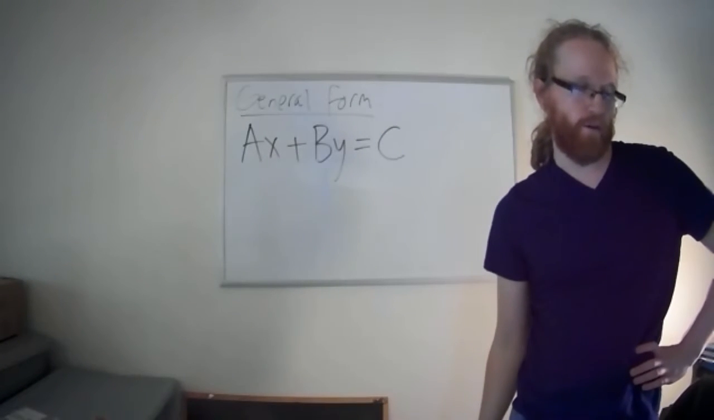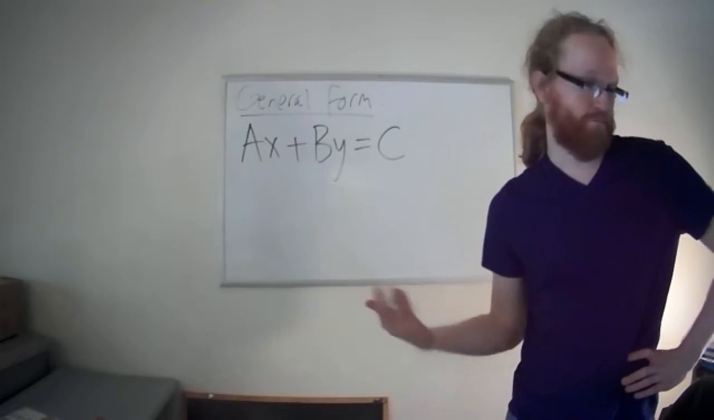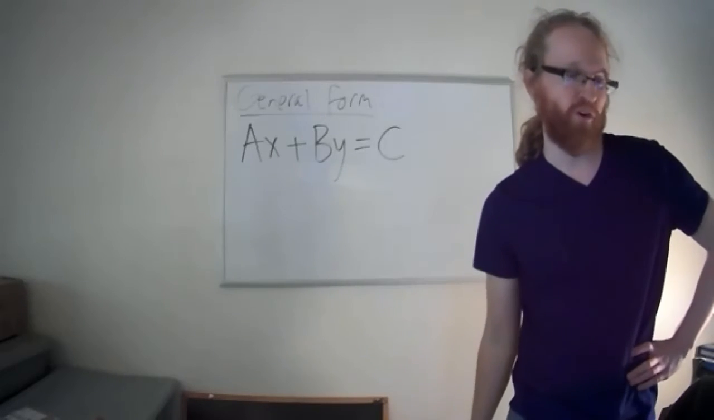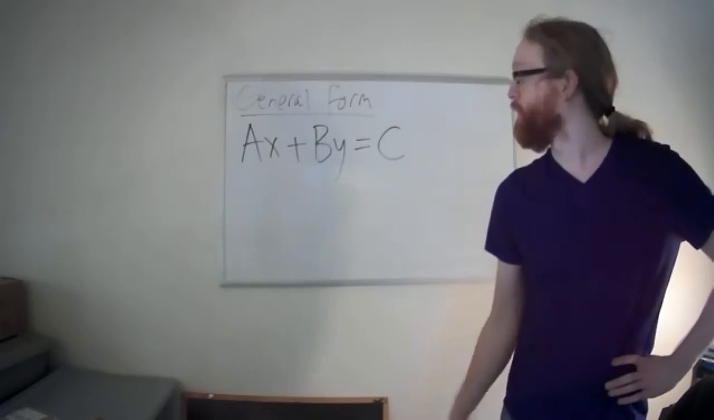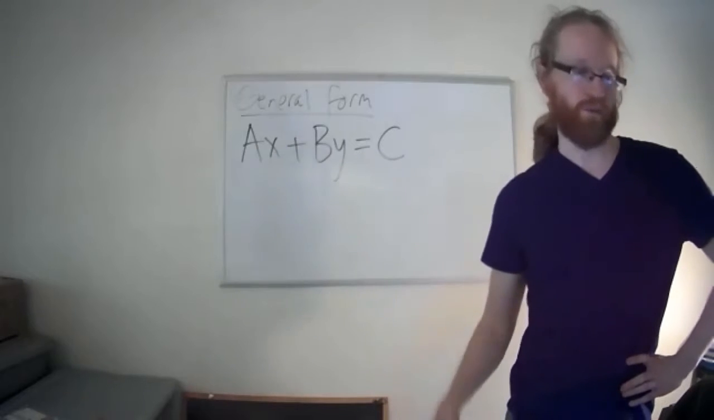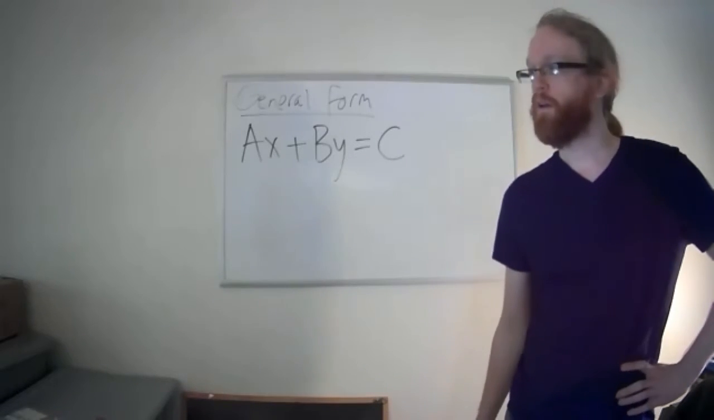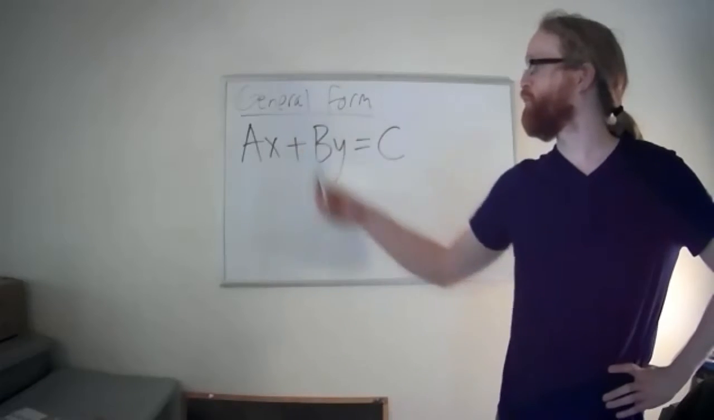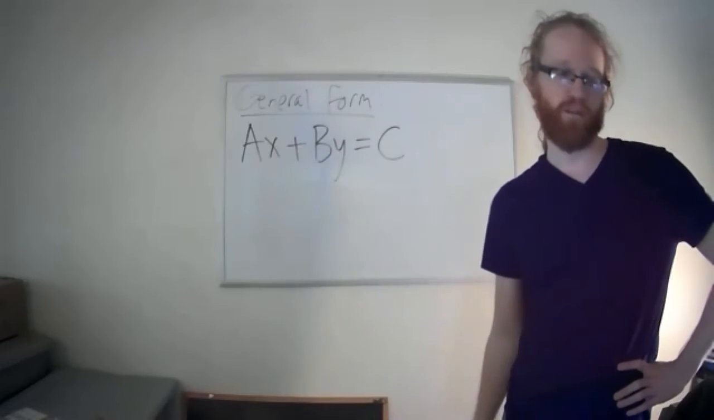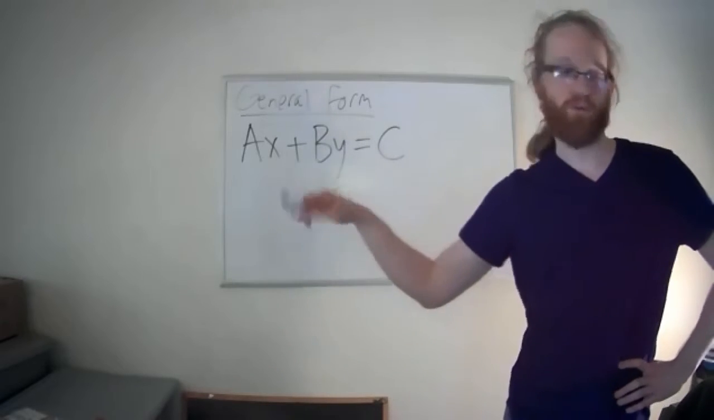AX plus BY equals C. A, B, and C are just numbers, and X and Y are variables. We'll always use X and Y for the variables here. By writing different numbers, I get different lines. This is called the general form because using this form, I can write down any line you could ever think of just by changing the numbers appropriately.